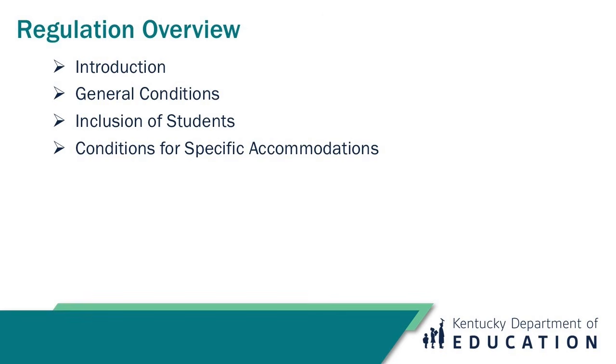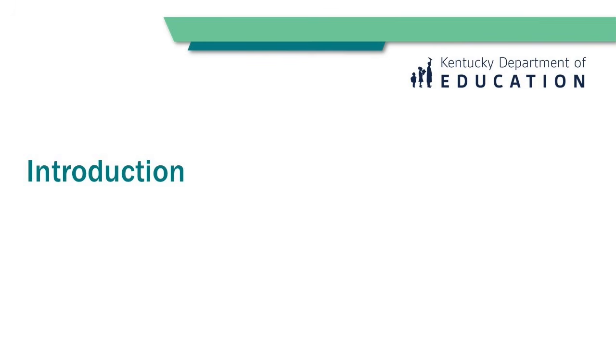The purpose of this regulation is to provide direction for the inclusion of special populations in the state-required assessment and accountability programs. This training will discuss the populations included in this regulation, general conditions for accommodations, and specifics for each accommodation. Throughout this presentation, when you see page numbers referenced, they correlate to the page where you can find the information in the regulation. Let's begin with the introduction to the regulation.